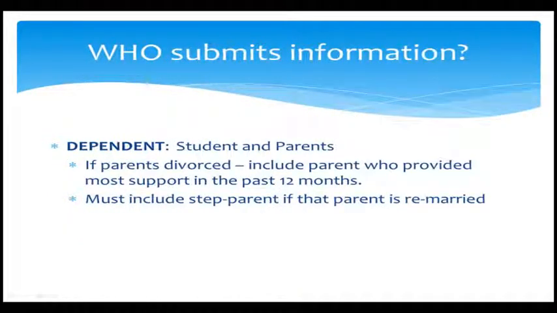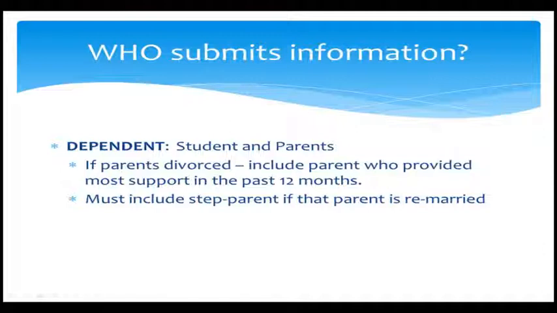For dependent students, obviously if mom and dad are married to each other, that's pretty clear cut. You include student and you include mom and dad's information. So this can be their tax information, their personal information. If mom and dad, your biological parents, are not married to each other, if they're divorced, then you would include the parent who provided the most financial support during the past 12 months. So if you've been living with mom, you would include mom's information. If mom is remarried, then you have to include your stepfather.